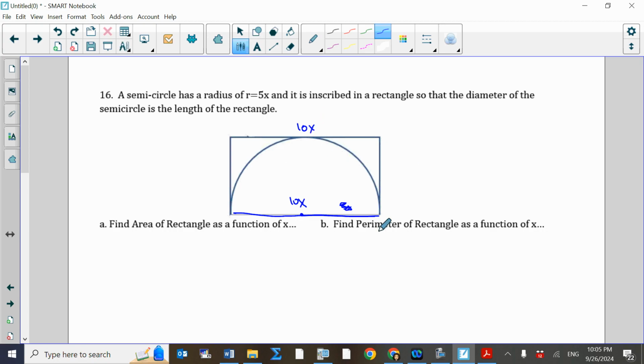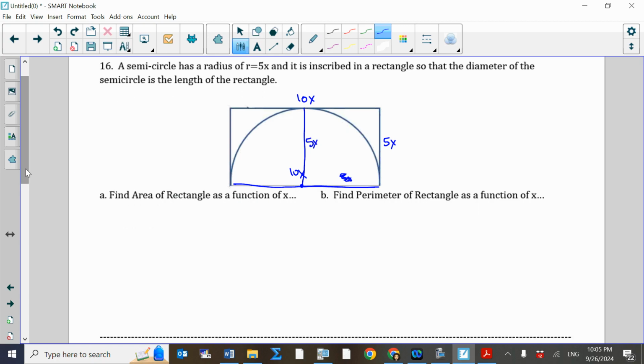What is the width of the rectangle? You know that if you draw a line here, this is also the radius, so it's 5x again. So this side is 5x. Now we're ready to find the area of the rectangle. It's asking us to write it as a function of x. You know that area is length times width. Multiply those two. The length is 10x, the width is 5x.